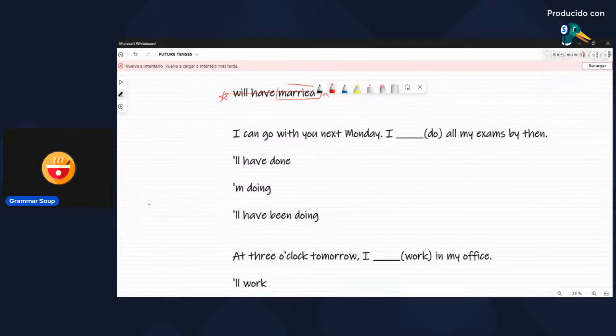Yes, I can go with you next Monday. So this person is available. You see? And this person needs to use the verb do. All my exams by again. Look, another keyword. This is key. Yes, put your eyes on it.